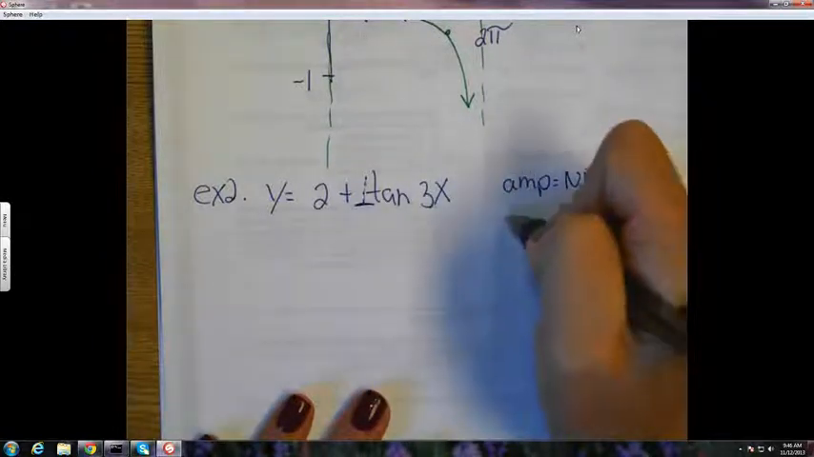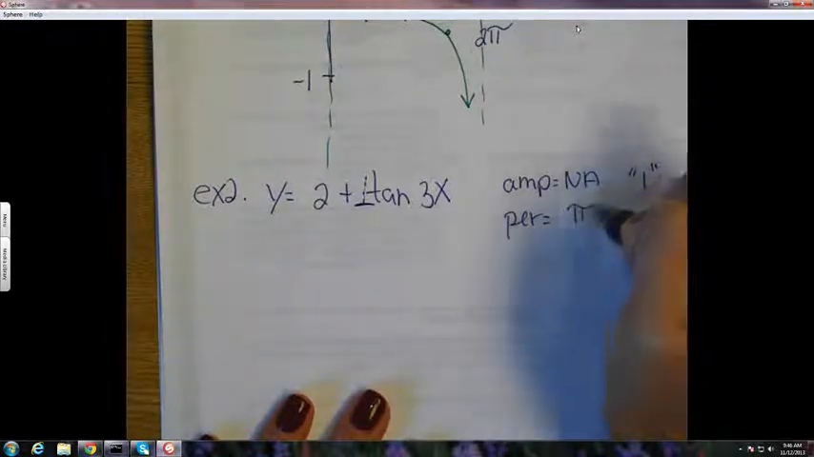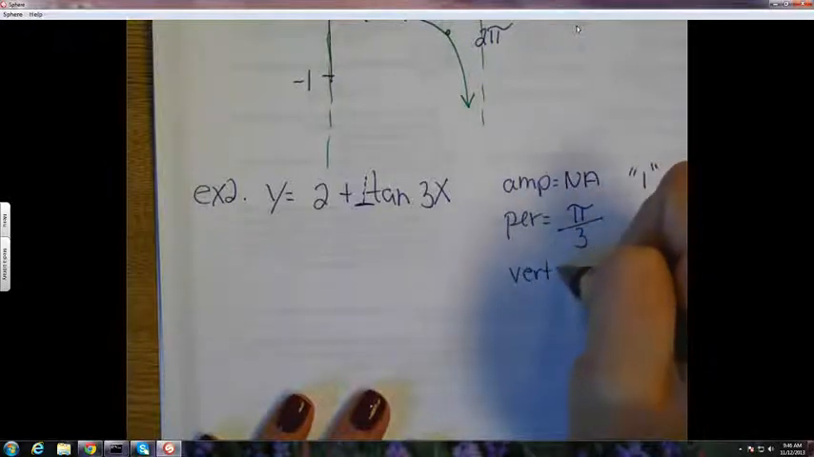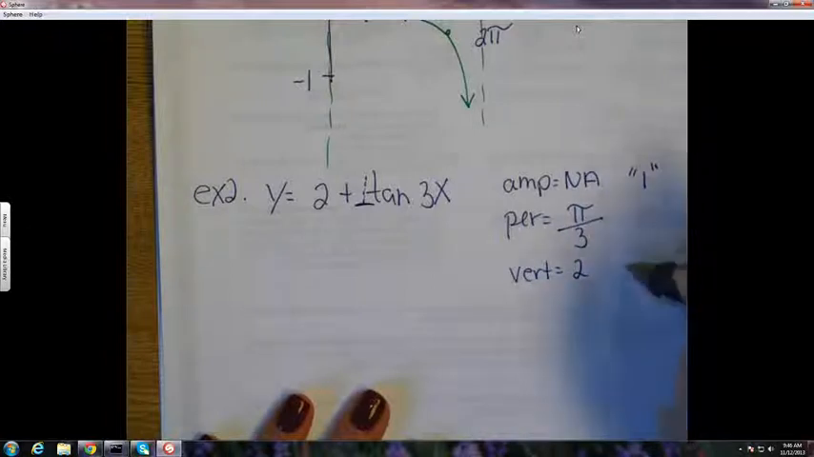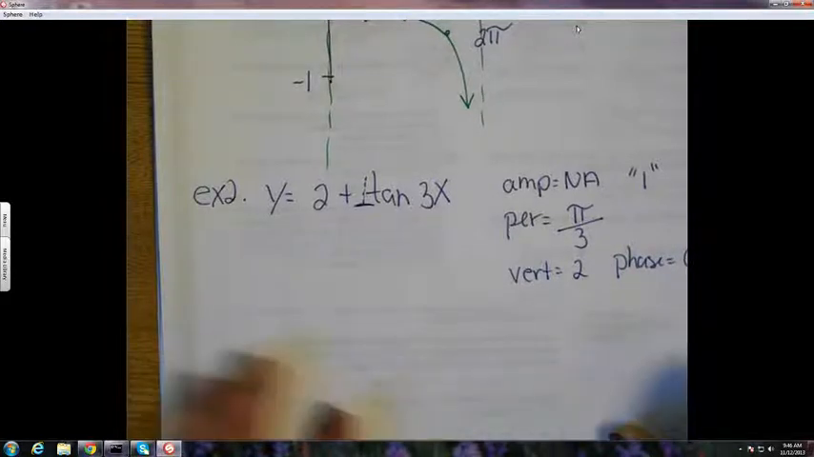Period. Pi divided by the b, what's the b? 3. Vert. 2. Phase. None. Okay. Table.